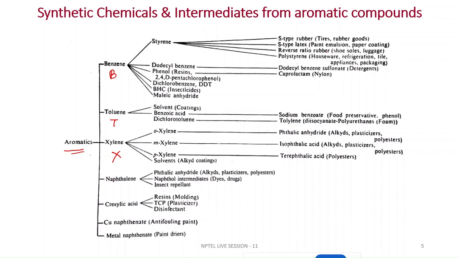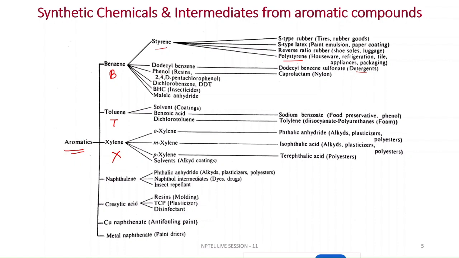From the styrene, it is usually used in the rubber industry. You can see S-type rubber, S-type latex, reverse ratio rubber, polystyrene. So this kind of thing we can derive from the styrene, which is mainly produced from benzene. Okay, from the benzene we can have dodecyl benzene, which is used to make detergent.